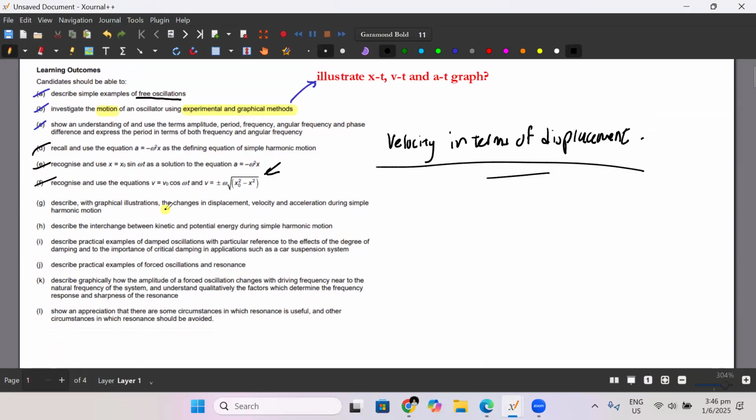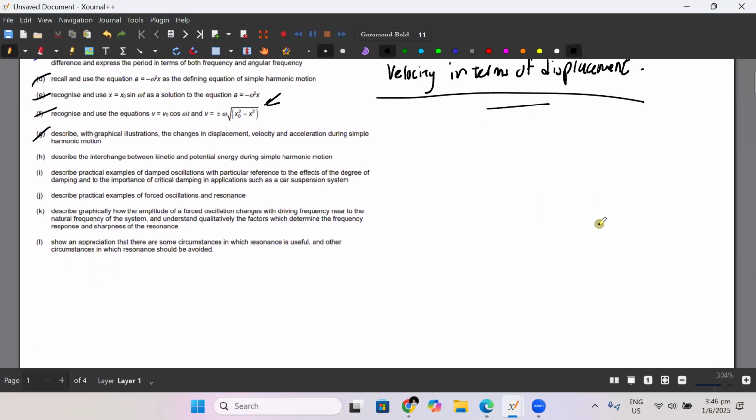Describe with graphical illustration, change in displacement, velocity, and acceleration. So in other words, it was the same oscillations graph that we were drawing lah. Okay, so I combined it with this just now. Okay, so done.